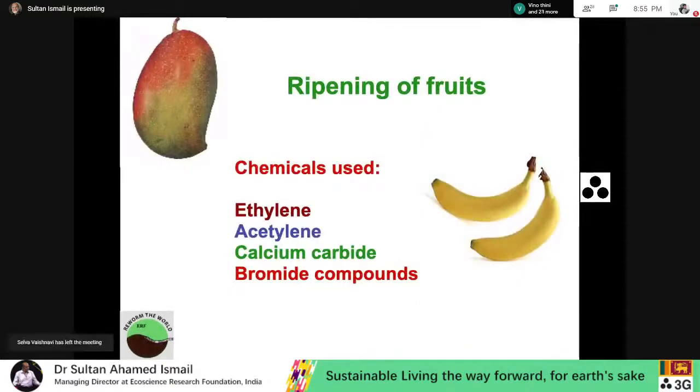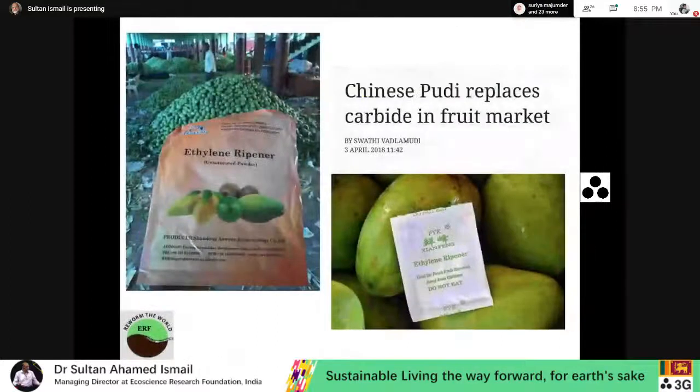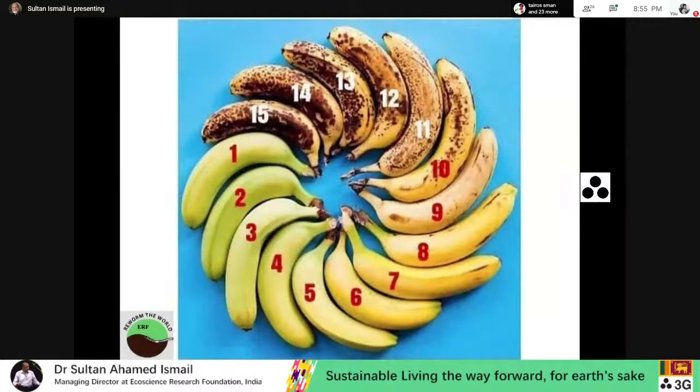Fruits, let us eat fruits. But most of the fruits are ripened with the help of chemicals. Ethylene, acetylene, calcium carbide. How do I know, sir? How do I know that it's being ripened? By these sort of things which are being imported, ripeners. If you buy a banana, a green banana ripens in this fashion. If you find a banana at stage 4, having the dots of stage 14, it's a green peel, but has all the dots on it. That means they have ripened it with chemicals.